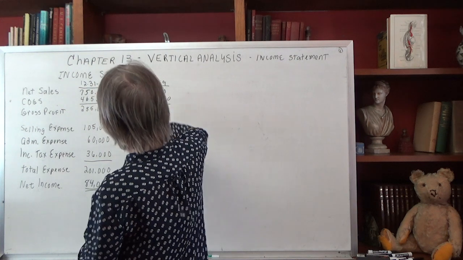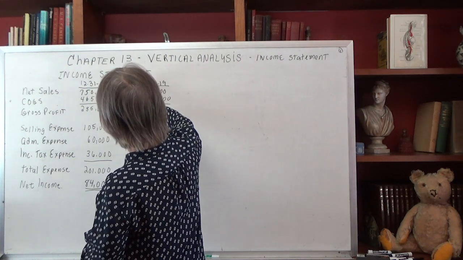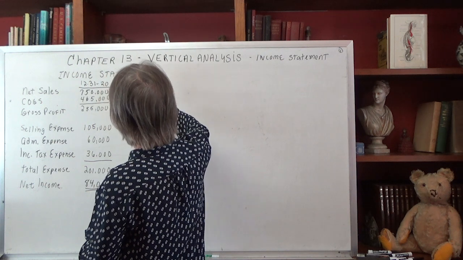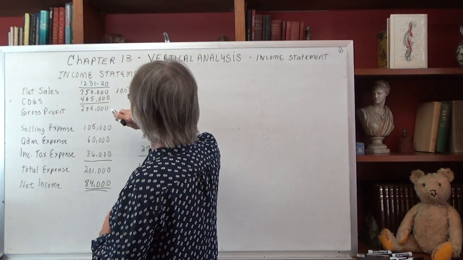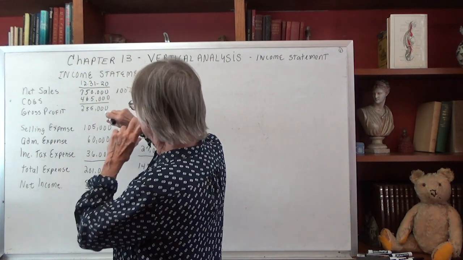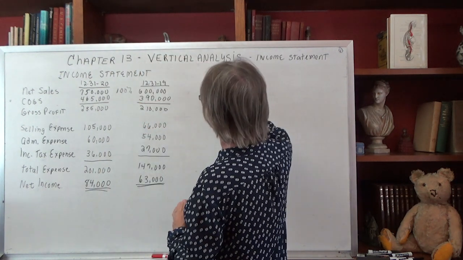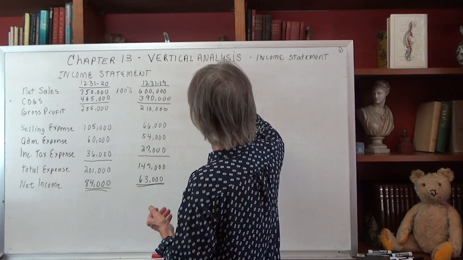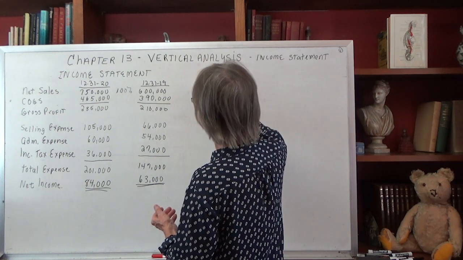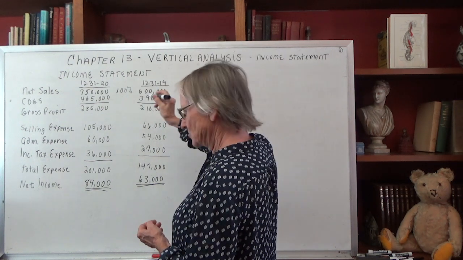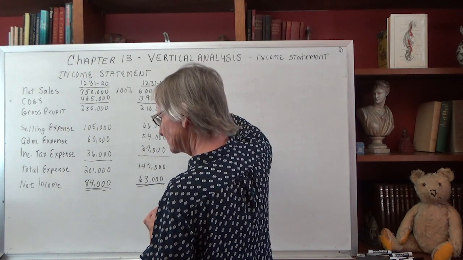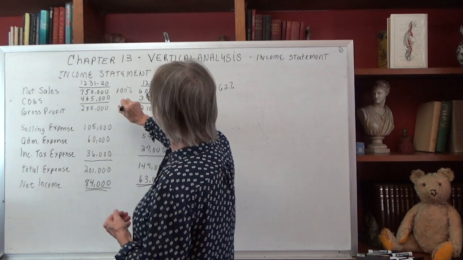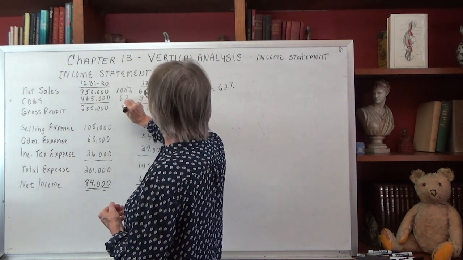We're going to state all of the items on our income statement in terms of their relationship to net sales. So we're going to set net sales to 100%. Okay, so what we do is divide each item by net sales. For cost of goods sold, we go 465,000 divided by 750, and we would get 62%.